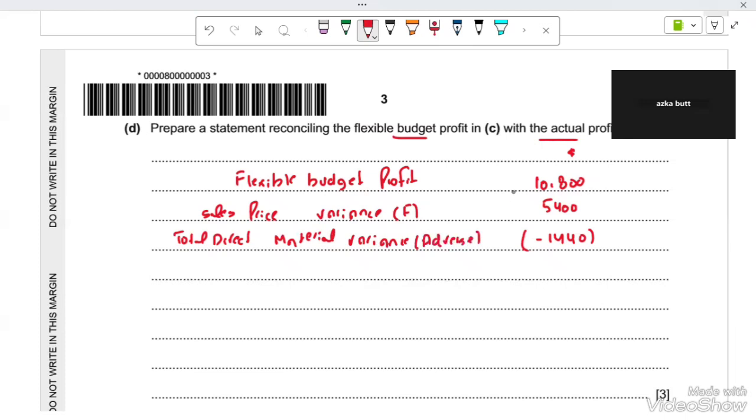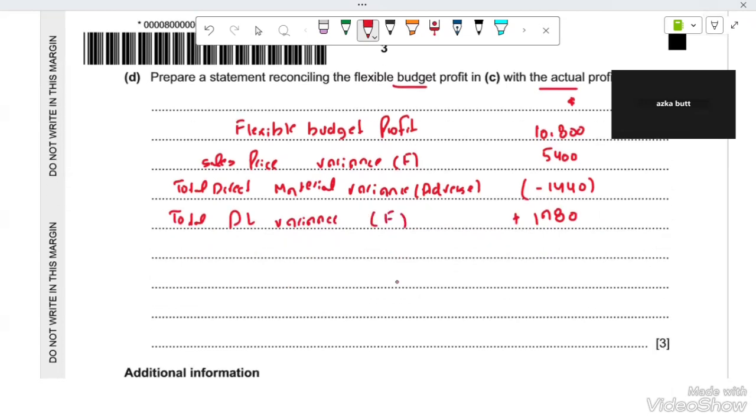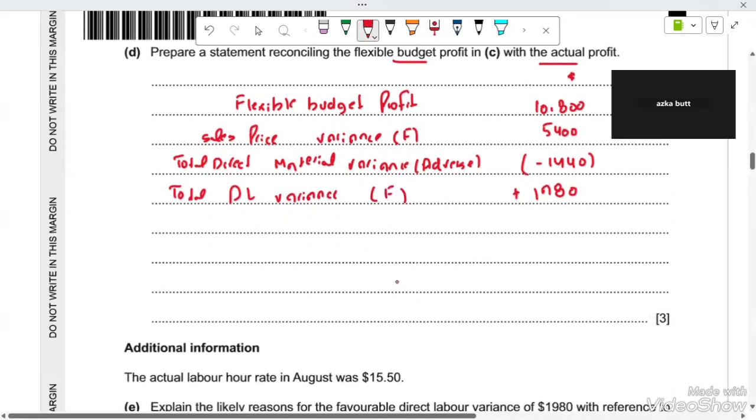And the total direct labor variance was favorable. That's why we will add back this into the flexible budget profit. And the total fixed overhead variance was adverse. That's why we need to subtract it.